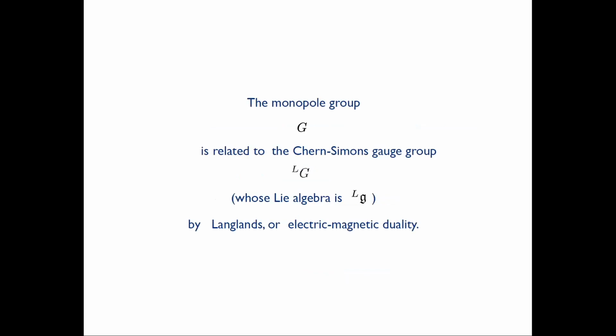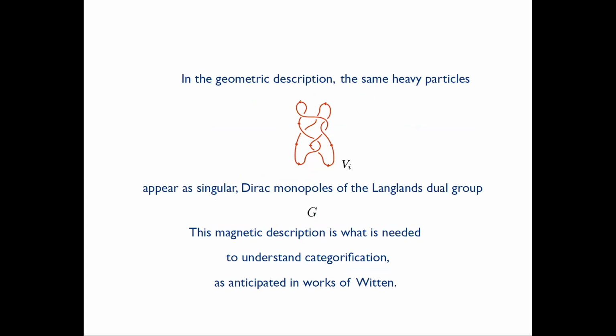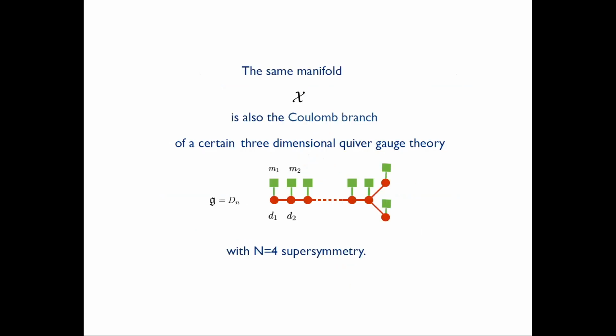The monopole group is related to the Chern-Simons gauge group by Langlands or electromagnetic duality. In Chern-Simons theory, Wilson lines appear in three-dimensional space as worldlines of heavy particles electrically charged under G. And in the geometric description, the same heavy particles are Dirac monopoles of the Langlands dual group. The fact that electromagnetic duality is what's needed to understand categorification was anticipated by Witten. So this manifold played a role in mathematics before for its connection to S-duality and Langlands. The same manifold is best known to us, perhaps, as the Coulomb branch of a certain three-dimensional quiver gauge theory with N equals 4 supersymmetry.